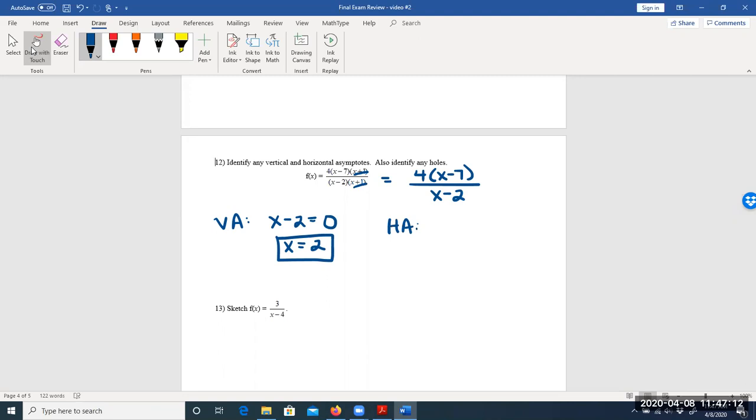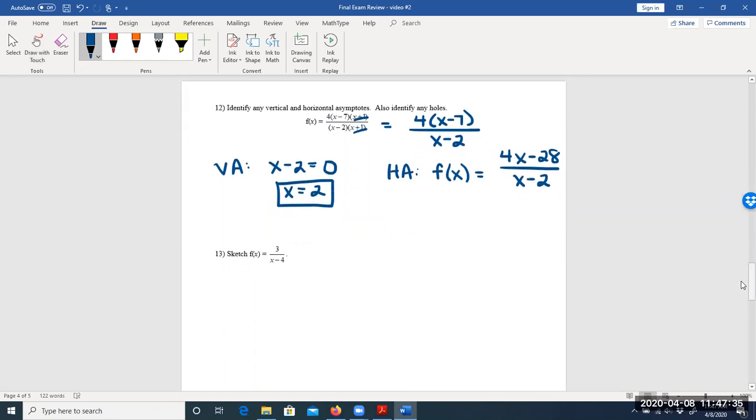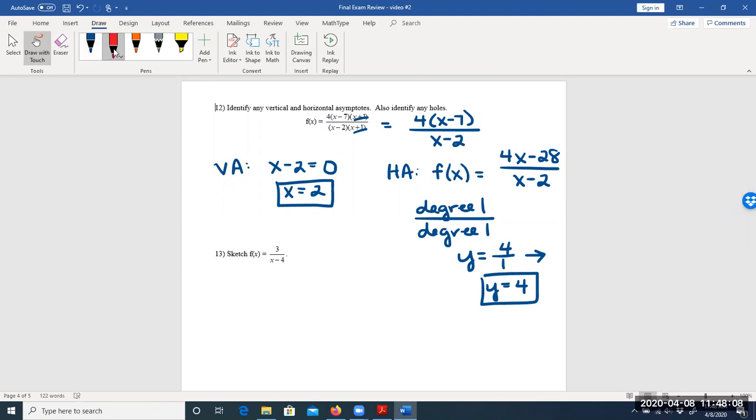Horizontal asymptote, this time maybe I'll use the reduced function because you can use either the reduced function or the original function. So I'm going to go ahead and distribute the 4 because I think it's going to be easier to talk about it by distributing the 4. So this time our degree is the same for the numerator and the denominator. The degree of the numerator is a 1 and the degree of the denominator is also a 1. When they have the same degree, you use the equation y equals the ratio of leading coefficients. So y equals 4 is going to be our horizontal asymptote. The leading coefficient in the numerator is a 4, and the leading coefficient in the denominator is a 1, since there's nothing there.